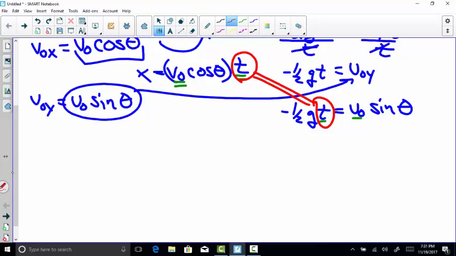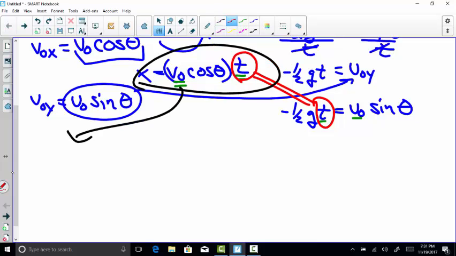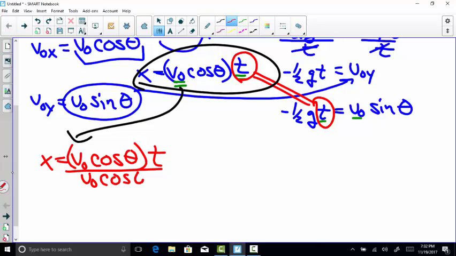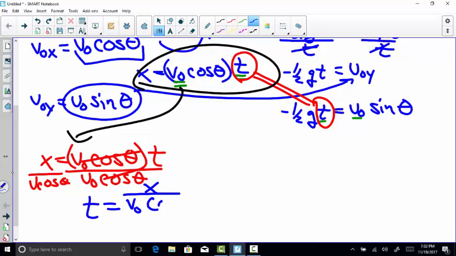And what I'm going to do is take this equation and mess with it over here for a little bit. So I have x equals v initial times the cosine of theta times time, and I'm going to solve it for time. I'm going to divide both sides by v initial cosine theta, and rewrite this. So I have time equals the distance x divided by v initial times the cosine of theta.